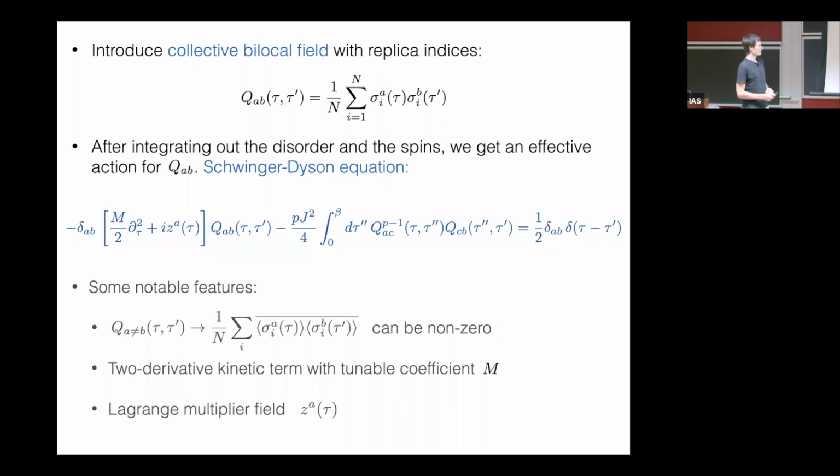If you're more familiar with the SYK model, let me emphasize some of the differences. One thing is that we kept track of the replica indices, the reason being that this replica off-diagonal term can be non-zero, and that's going to be the effect we'll be interested in. The other thing is the kinetic term, which is a two-derivative term and has a coefficient m that is a parameter, and we have a Lagrange multiplier field Z, which also enters in this equation, which is responsible for imposing the spherical constraint.